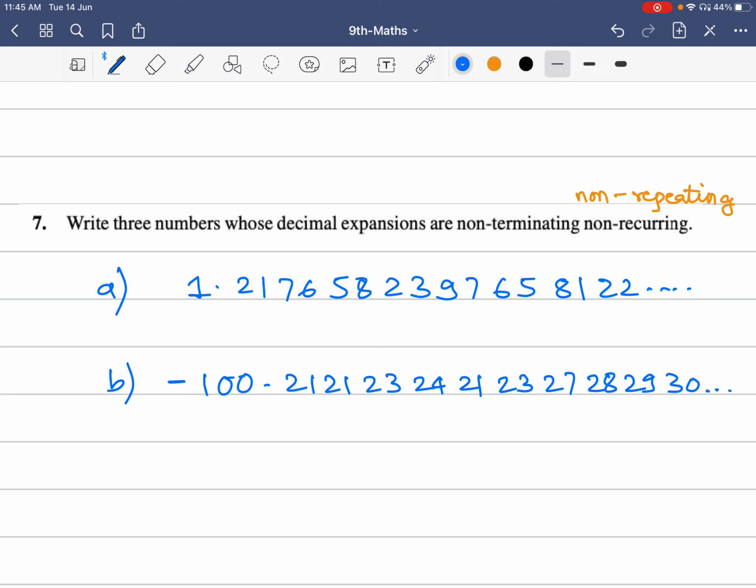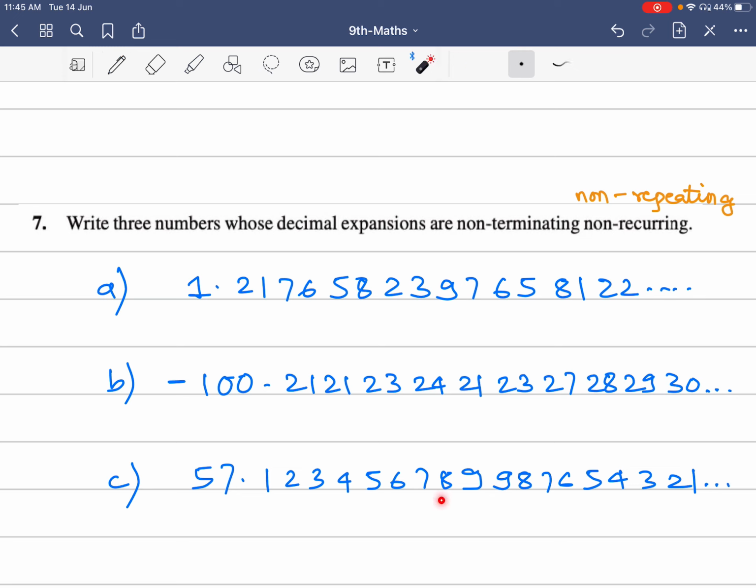Similarly, let's quickly write another number. Three numbers are needed. So let's go with 57 dot 1, 2, 3, 4, 5, 6, 7, 8, 9. And don't again start with 1, 2, 3, 4, 5. Let me start reverse. So 9, 8, 7, 6, 5, 4, 3, 2, 1, and so on and so forth. So again, as you can see, this is non-terminating dot dot dot, and it's non-repeating. There is no pattern where you can put a bar and say that a certain block of digits repeat. So this is how you write three numbers with the decimal expansion non-terminating and non-recurring.